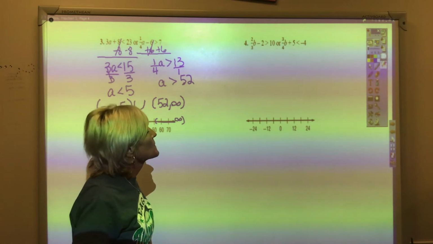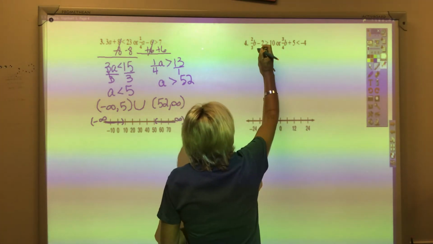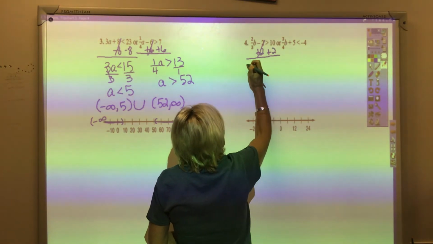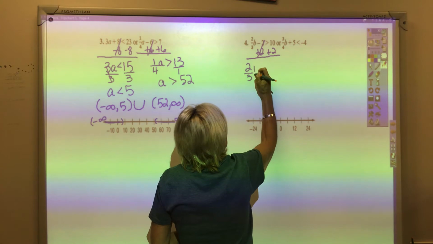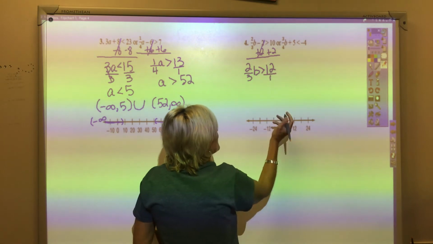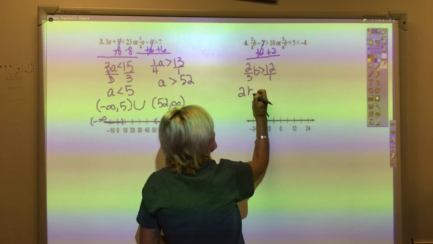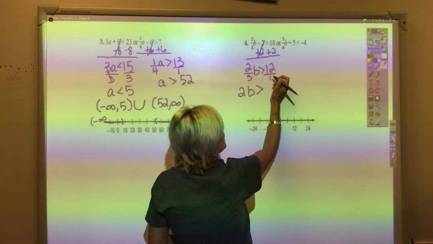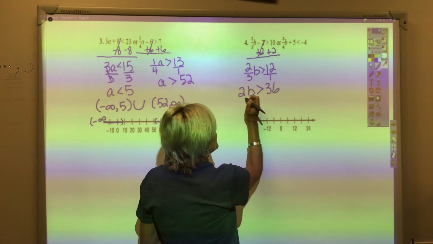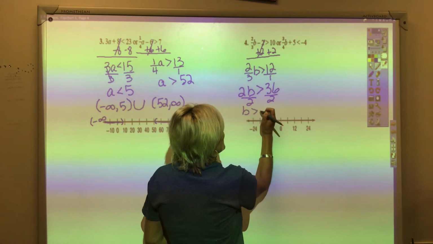Okay, let's try number 4. So we'll start with the left inequality, and we'll add 2 to both sides. So I'll have 2/3 B is greater than 12. Put a 1 under the 12. Go up and across and multiply. 1 times 2B is 2B, which is greater than 3 times 12, which is 36. Divide both sides by 2. B is greater than 18.